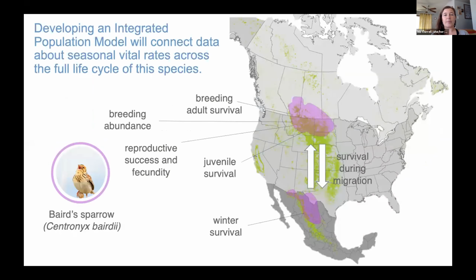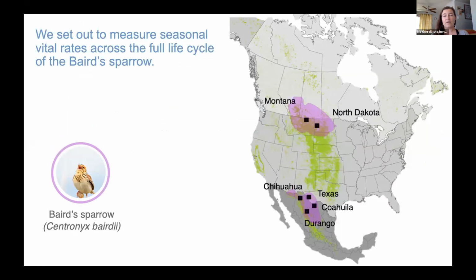So developing an integrated population model will help us connect these data of seasonal vital rates across the full annual cycle. So we set out to directly measure those rates, and this was no small feat. We had 2 sites in the breeding season and 4 sites in the non-breeding season.